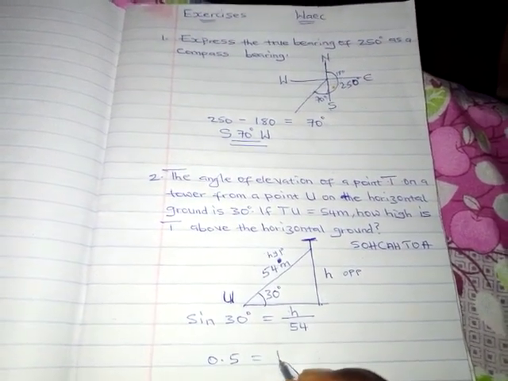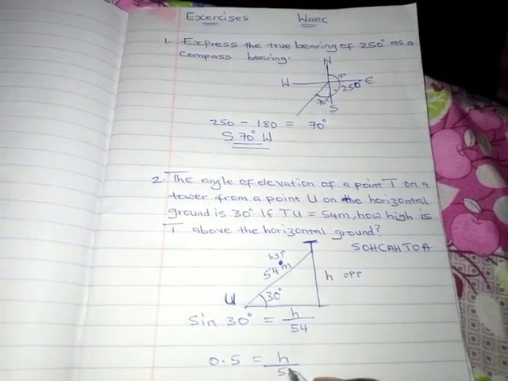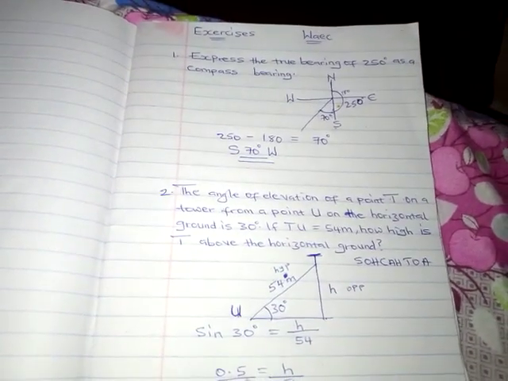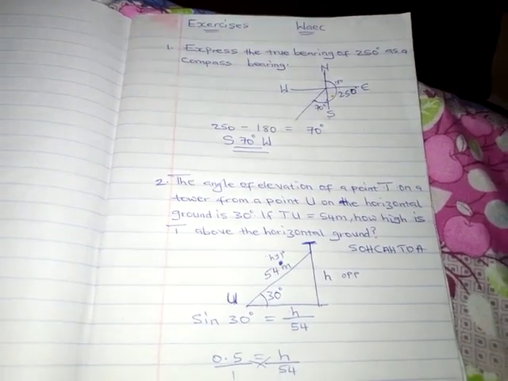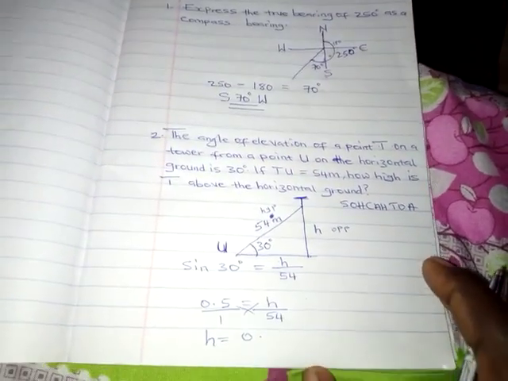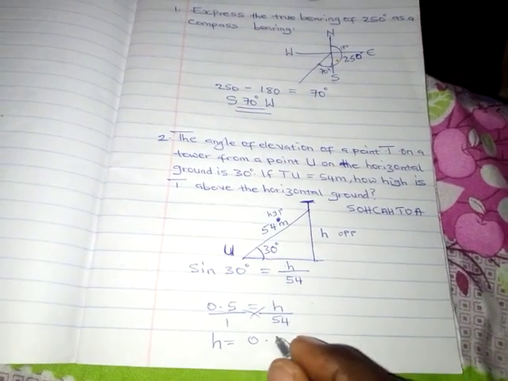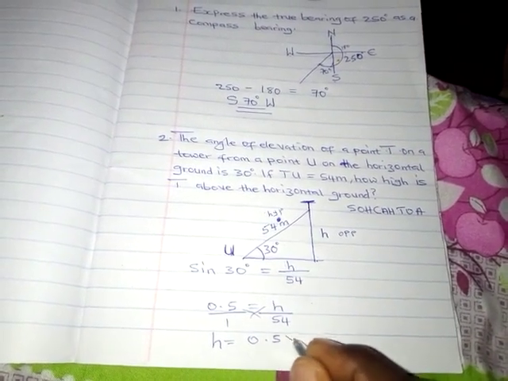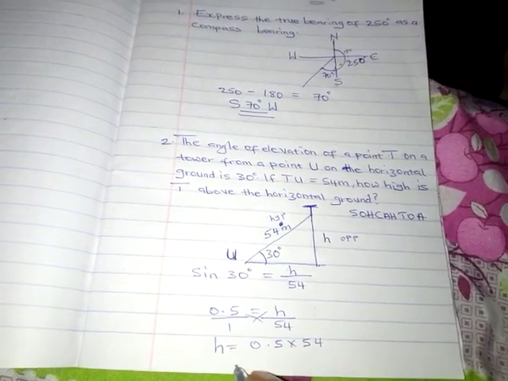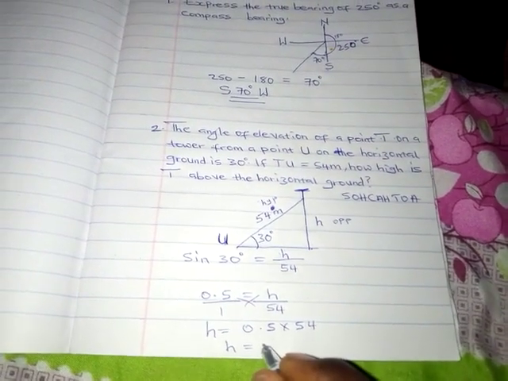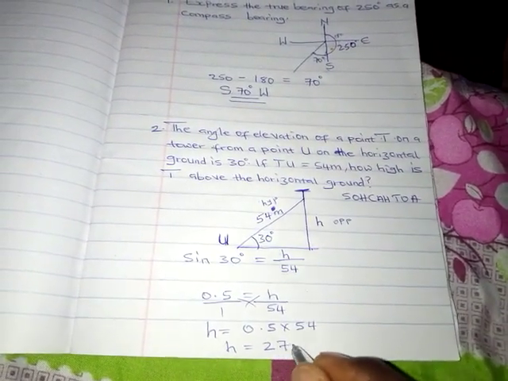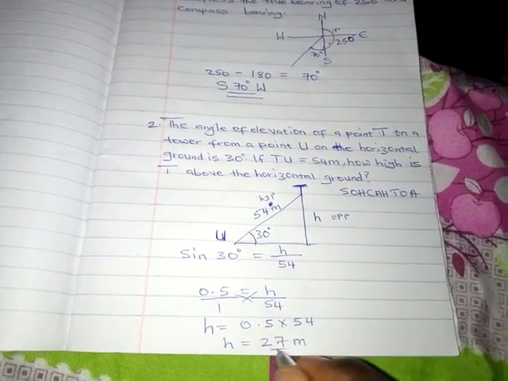So that gives us 0.5 equals h over 54. So we can cross multiply. Our h becomes 0.5 times 54. 0.5 means half. So half times 54 gives us 27 meters. So that is the answer to that.